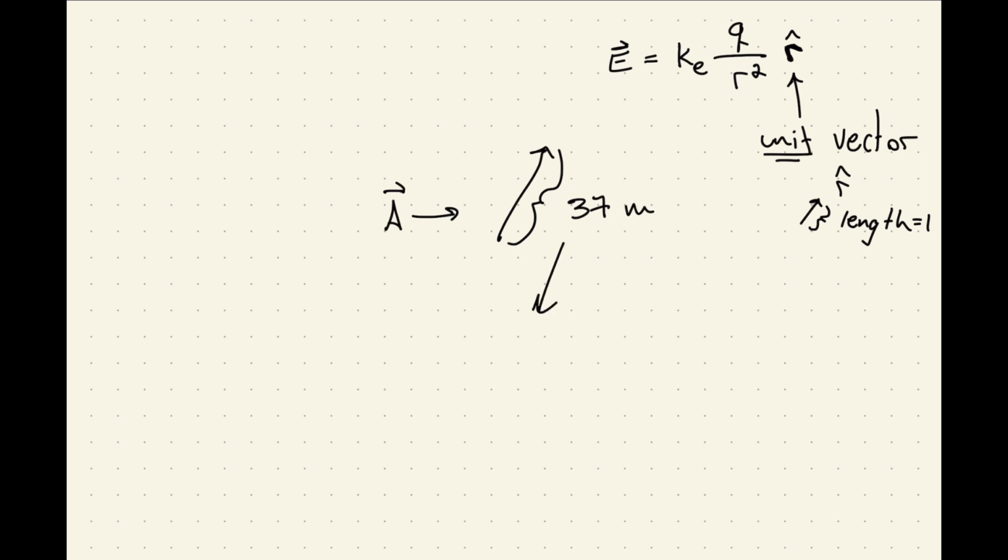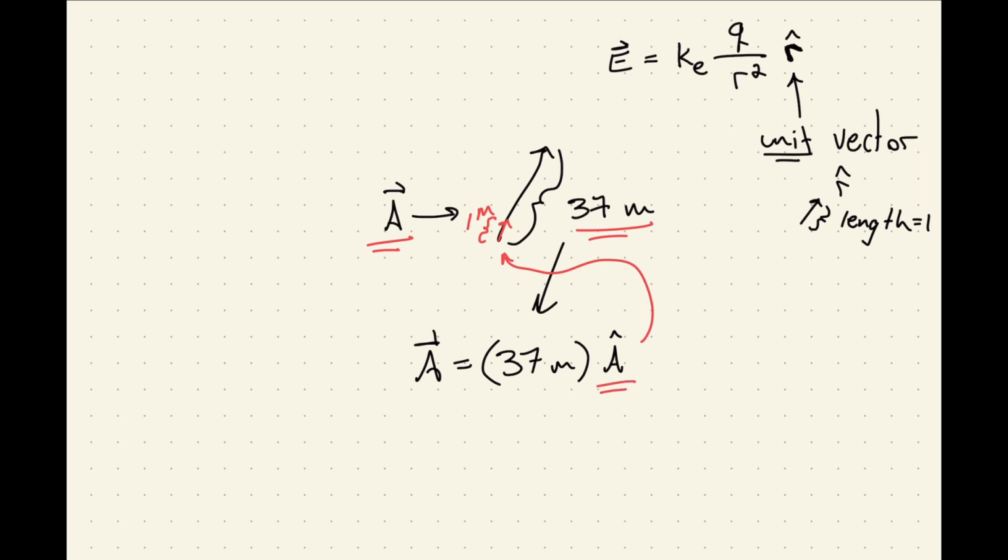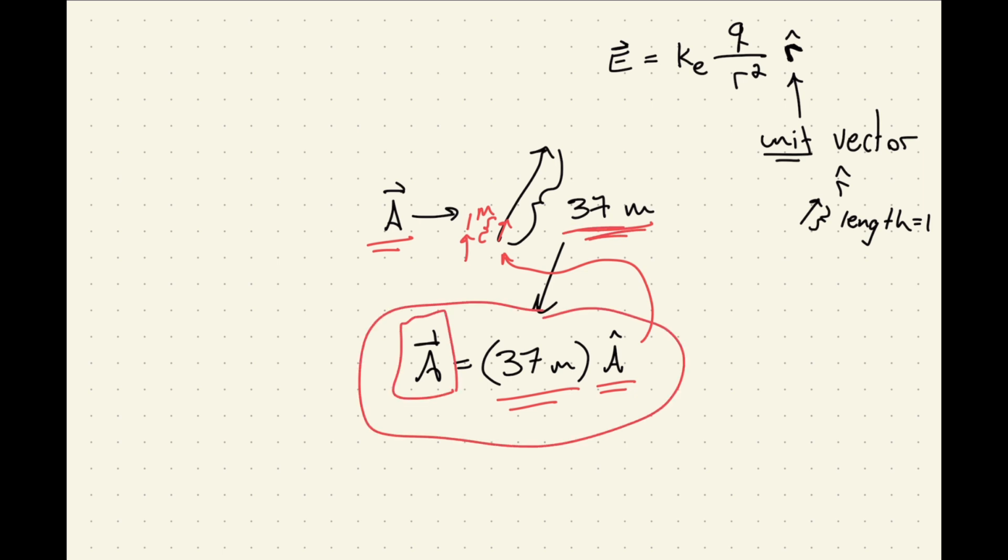How I can write this vector is A is equal to 37 meters multiplied by A with a hat on top of it. And what this A with a hat is, is the vector pointing in the same direction as the vector A, except instead of a length of 37 meters, it has a length of 1 meter. Make sense? We have a vector here, its length is 1 meter, and we're multiplying it by a scalar, which is 37 meters. All of that together gives us the final vector, which is A, which has a direction, this direction, and a magnitude of 37 meters.